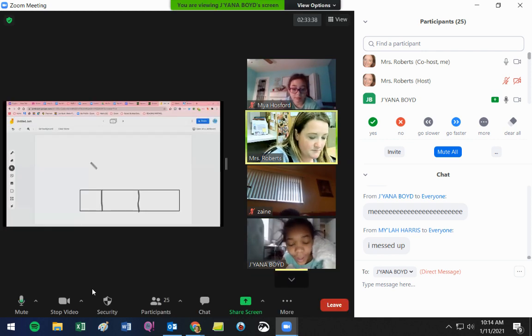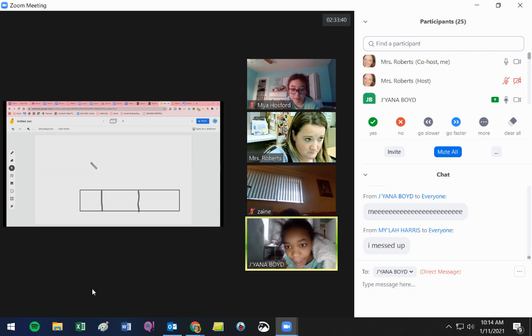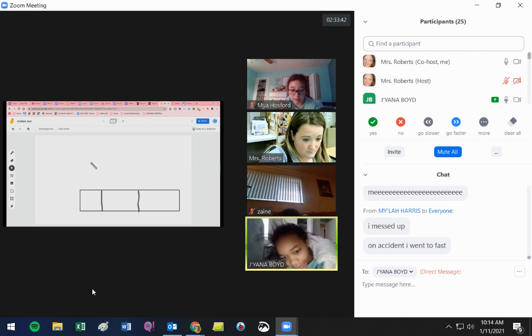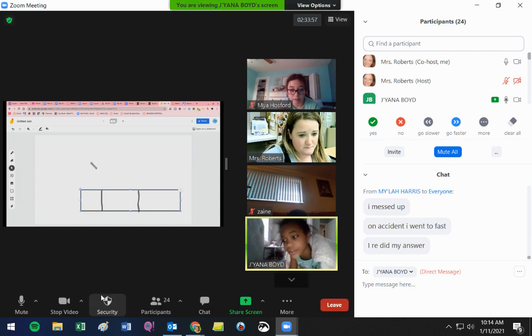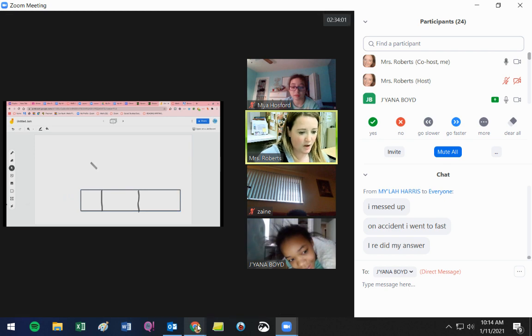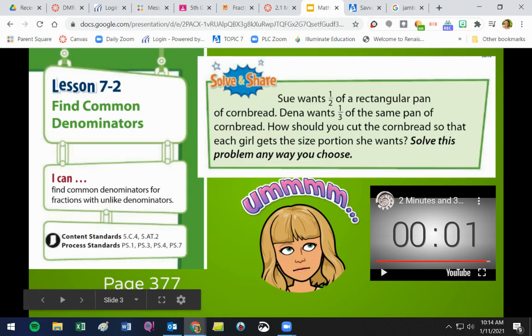Oh, okay. I split one half, and then I added another line, but it would be smaller, right here. It's smaller because I split it in half because one girl wanted half, and then I made another line which separated it into 3 parts. Well, it's just going to be smaller. One person's going to have a smaller portion. Okay, gotcha. All right.